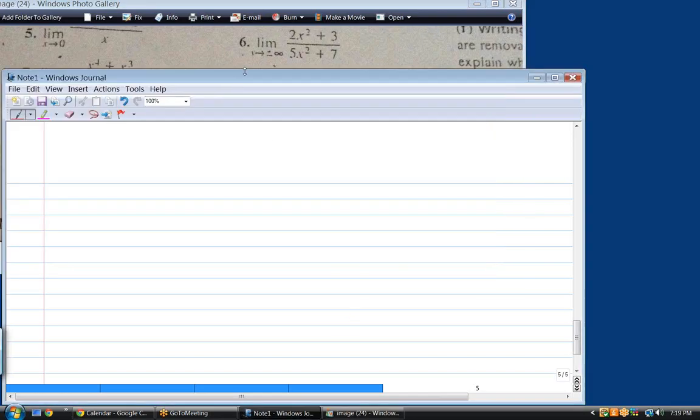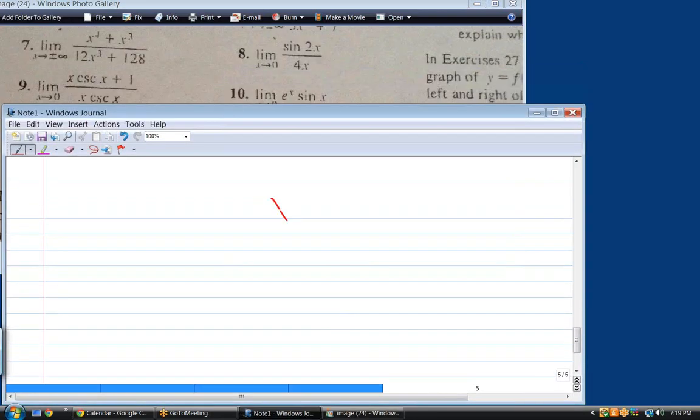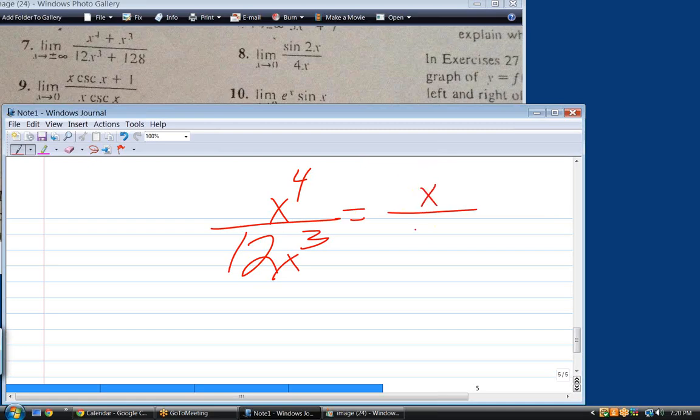If I had this as the problem, if I had x to the fourth over 12x to the third, simplify that for me. That would be x over 12. Okay, what happens as x goes to infinity? Y goes to infinity? Exactly.